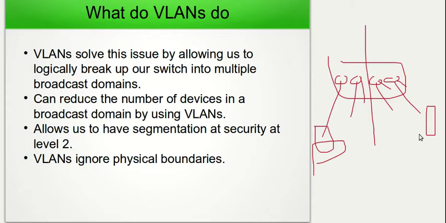And with VLANs, we ignore physical boundaries. So that means that to be part of the same network and have access to the same resources, our devices don't have to be located in the same physical building. They could be located halfway across the world. As long as they're part of the same VLAN, they can have access to the same resources.